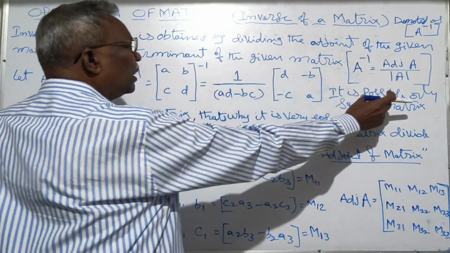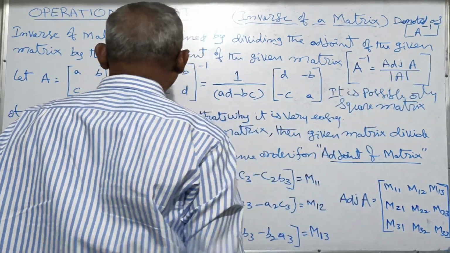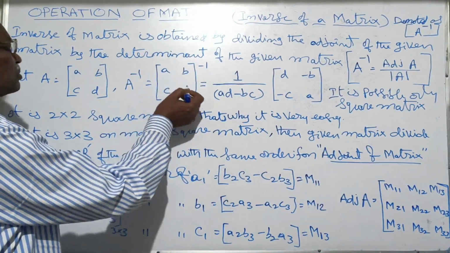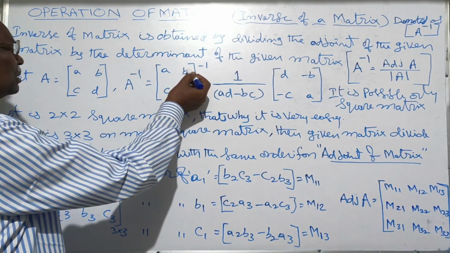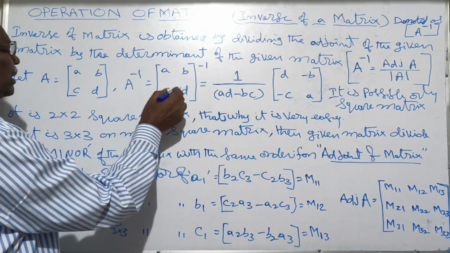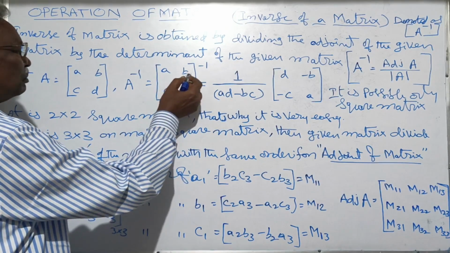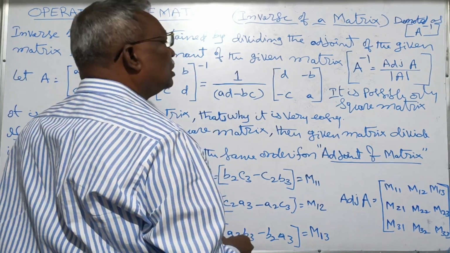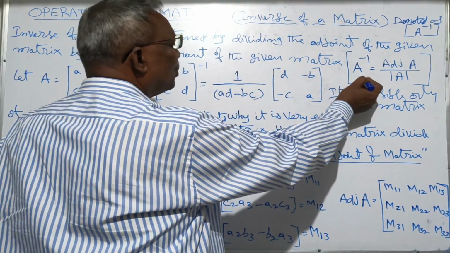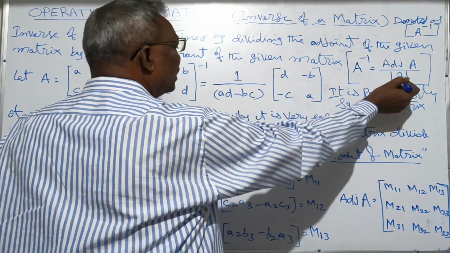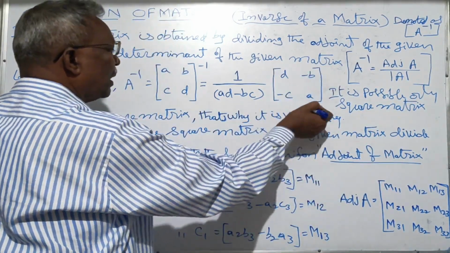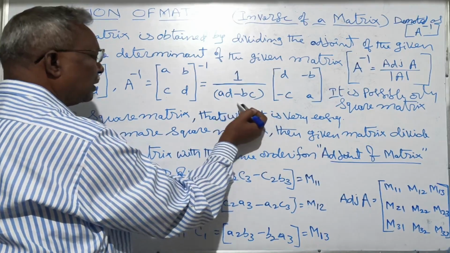Next, determinant of A. Determinant of A means cross multiplication: first main diagonal minus other diagonal. A into D, AD, minus B into C, BC. Next, A inverse is equal to adjoint of A by determinant of A.